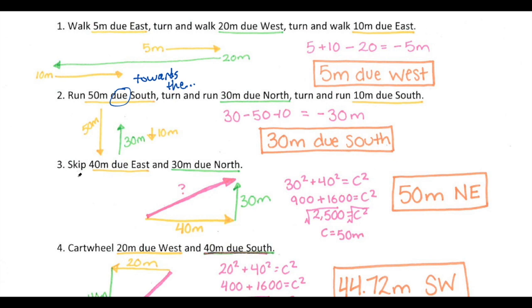All right, so number 3, skip 40 meters due east and 30 meters due north.